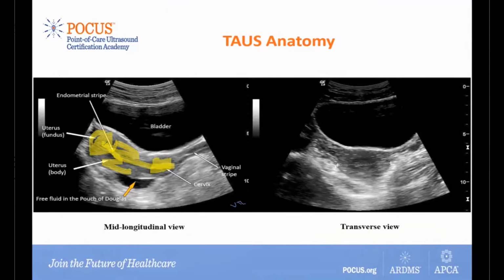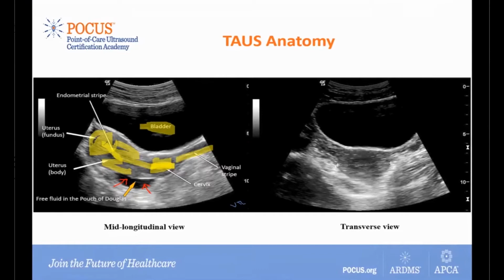In the cervical region, this is the cervical canal, which is closed at this time, and also you can see the vaginal stripe. Anteriorly, we have the bladder, and another important structure that we see here is the cul-de-sac over here, and you can see some fluid present. Because this is a dependent portion, there will be fluid collection.